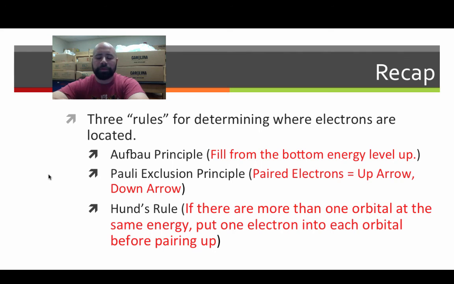Let's recap the 3 rules that we just talked about. So we're going to have the Aufbau principle that tells us that we have to fill up from the bottom energy level first and then move our way up. We're going to have the Pauli exclusion principle that tells us that when I have 2 electrons paired together, they have to be going up and they have to be going down. And then Hund's rule that if I do have to pair them together, that each orbital gets an electron first before I go back and pair them up.